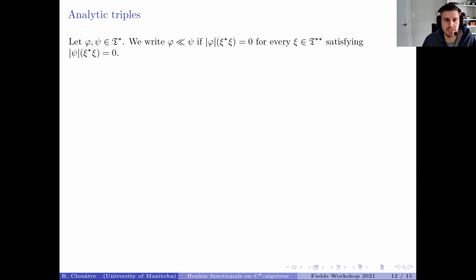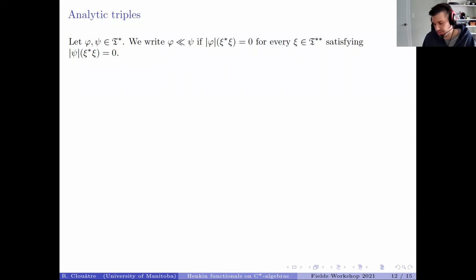So you have phi and psi in the dual of T. You say that phi is absolutely continuous with respect to psi if the following property holds. You take a positive element in the second dual of T on which the absolute value of psi vanishes, then the absolute value of phi must also vanish there. So this may look horrific to you. So let me try to give you intuition here.